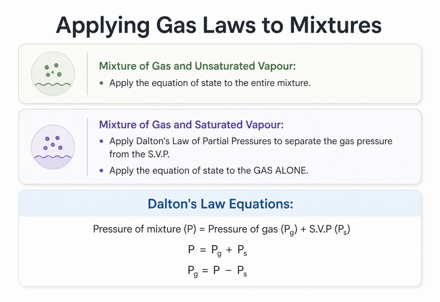In many physics problems, you will encounter a closed vessel containing a mixture of air and water vapor. If the vapor is unsaturated, you can treat the whole mixture as a gas. However, if the vessel contains a gas and a saturated vapor, you must use Dalton's law of partial pressures. Dalton's law states that the total pressure is the sum of the partial pressure of the dry gas and the saturated vapor pressure. Because the saturated vapor does not obey gas laws, you must subtract the SVP from the total pressure to find the pressure of the dry gas. Only then can you apply the ideal gas equation to the dry gas alone.